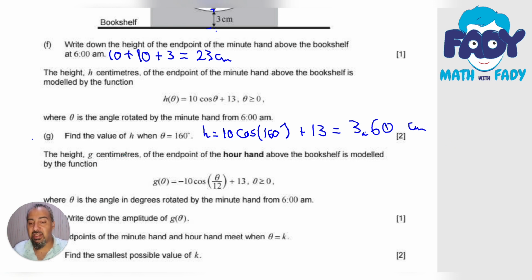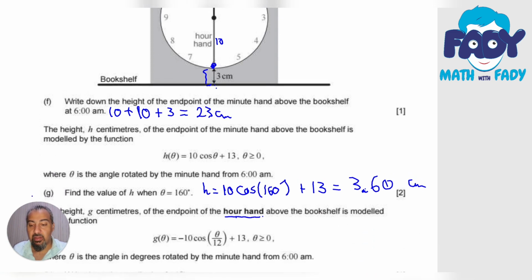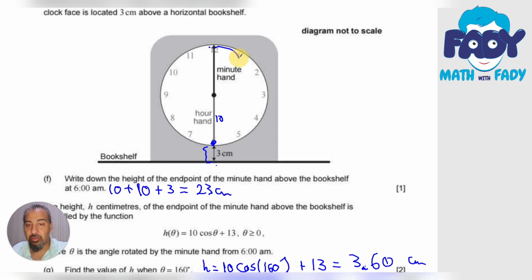The height g centimeters of the endpoint of the hour hand above the bookshelf is modeled by this function. So now we are talking about the hour hand above the bookshelf, where theta is the angle in degrees rotated by the minute hand. So theta here is the angle rotated by the minute hand still. So this is the same theta that we are using, and we are using this theta to calculate the height for the hour hand.